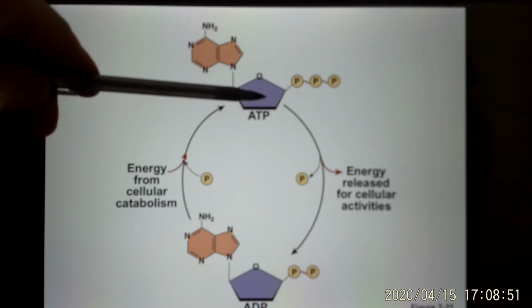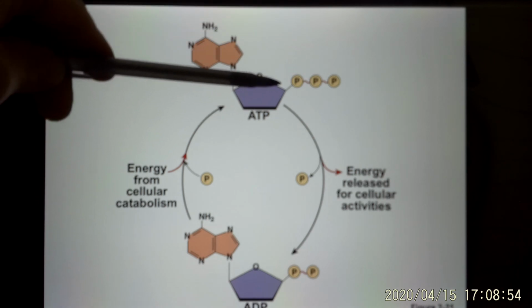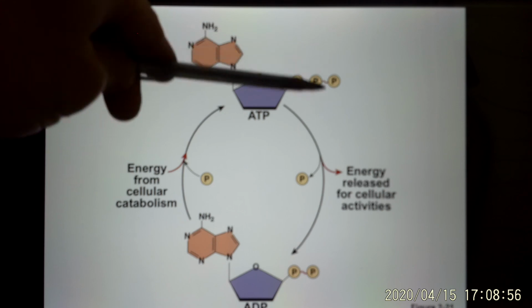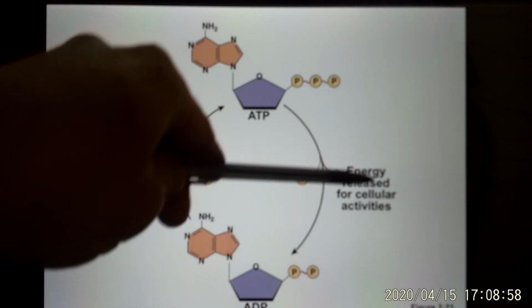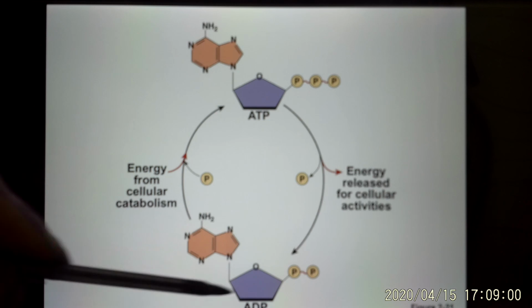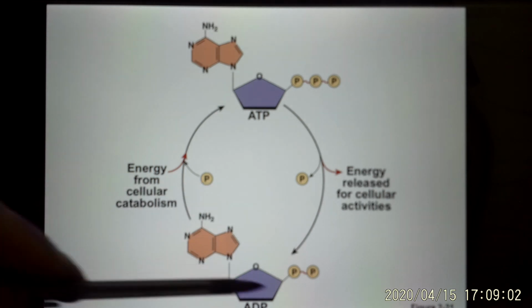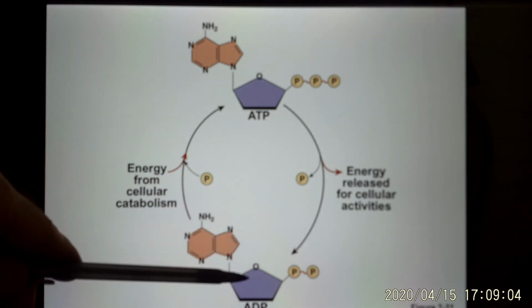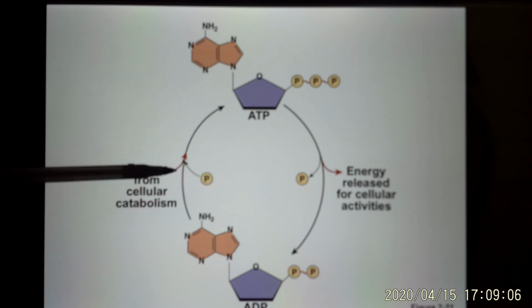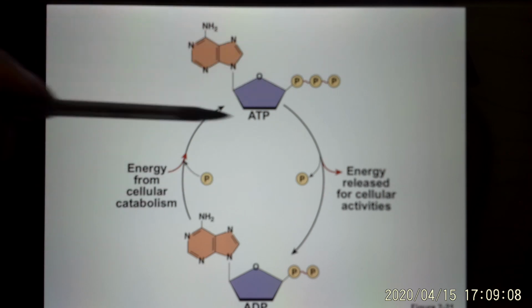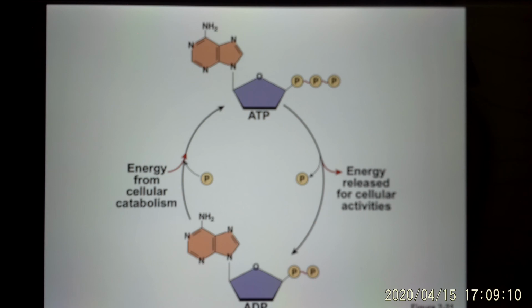When your muscle exercises or any cells need to use the energy, they're going to break this covalent bond. And energy is released by your cell, and it becomes a low energy molecule. And when you're resting, your cell is going to take those low energy molecules and add the phosphate group, turning them into the high energy molecule, so you can exercise again.